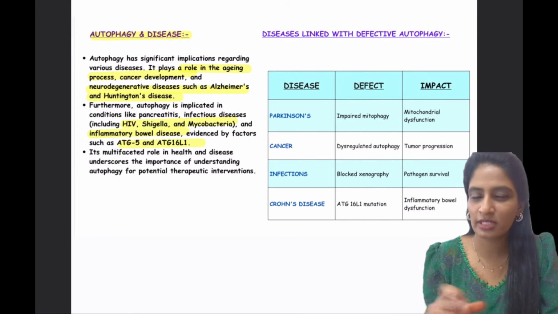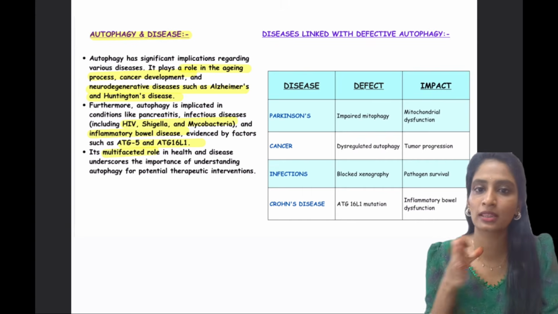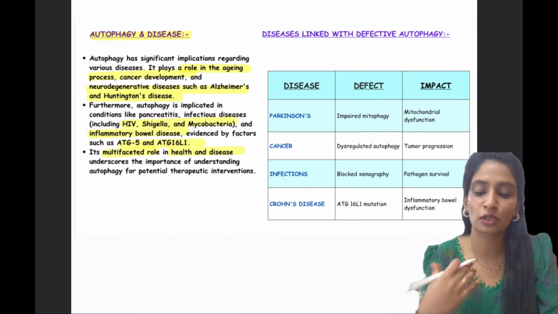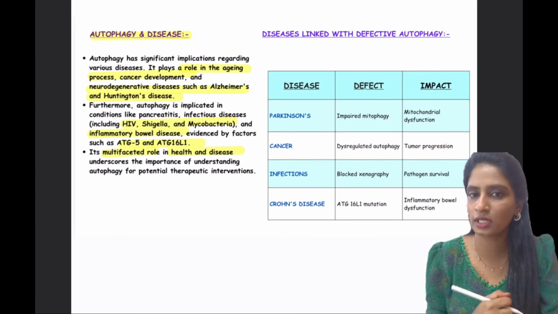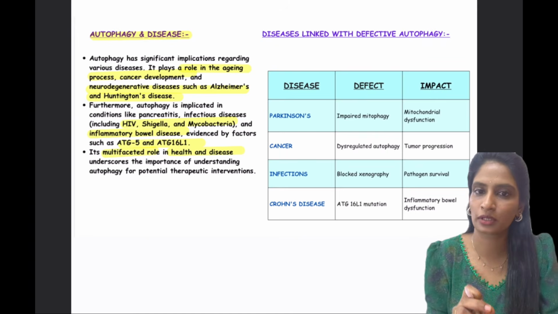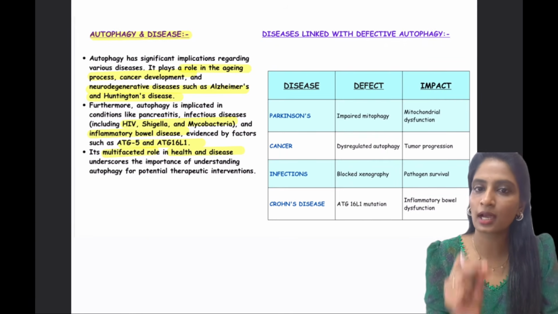It actually has a multi-phased role, both in health and in disease, right? So understanding autophagy is important for potential therapeutic interventions. What they are trying to say is that it's very important what kind of autophagy and what level of gene is affected in a particular disease, so that you can give a targeted therapy.